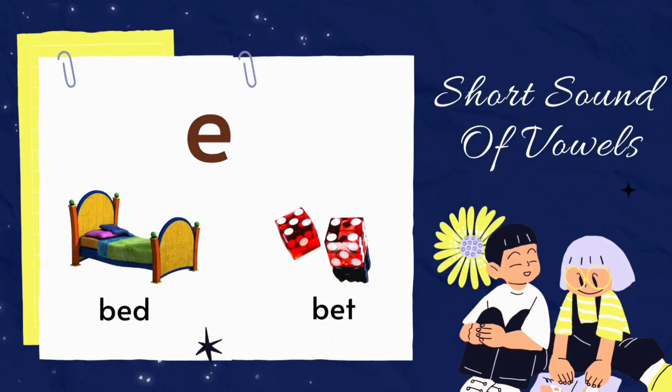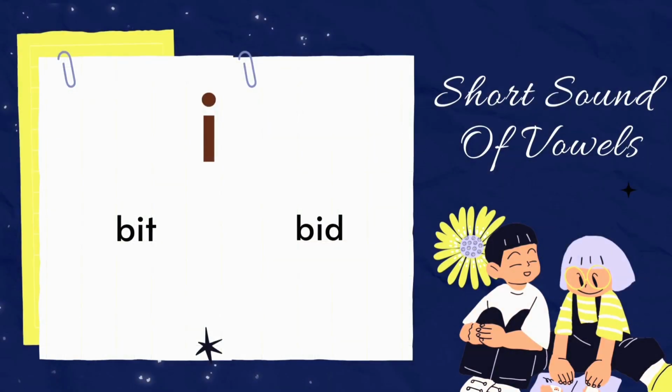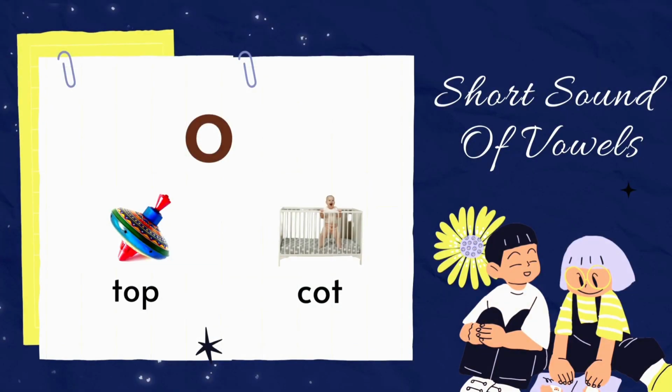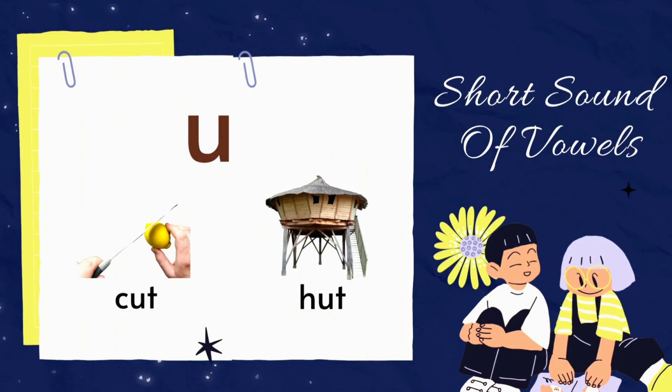Similarly, letter E makes the sound eh, as in bet or bed. Letter I makes the sound ih, as in the word bit or bid. Letter O makes the sound oh, as in top or cot. And the last vowel U makes the short sound uh, as in cut or hut. These are all called short sounds of vowels.